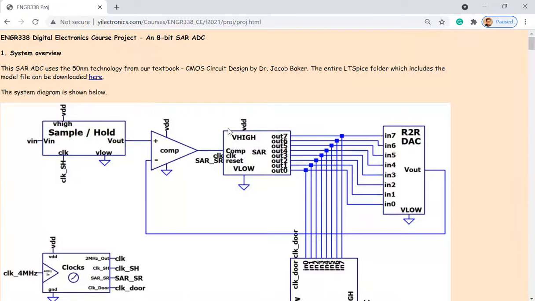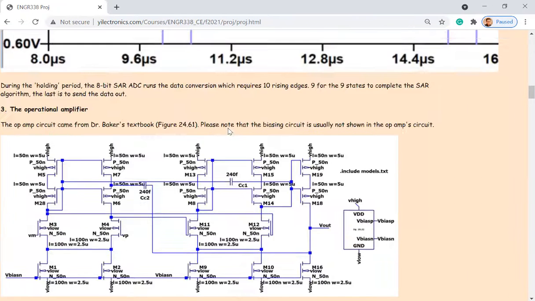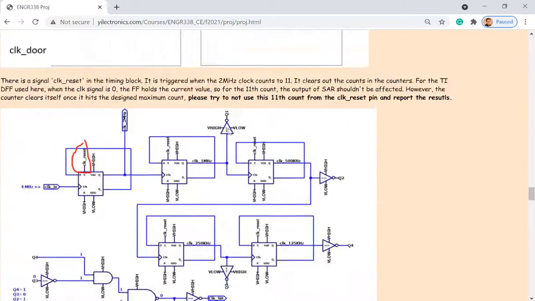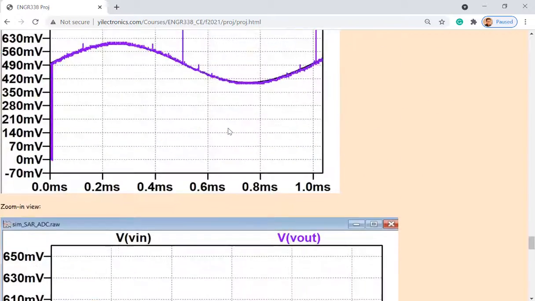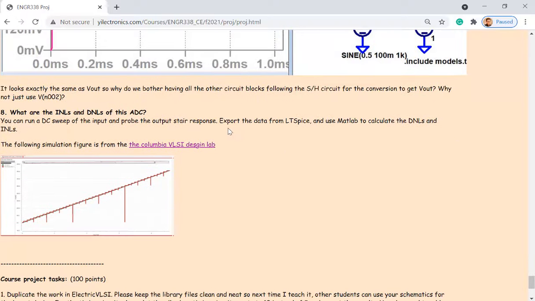Some final comments on the SAR ADC design. So let's take a look at it. How to test the INLs and DNLs? Have you thought about it? In simulation, it's actually pretty simple.